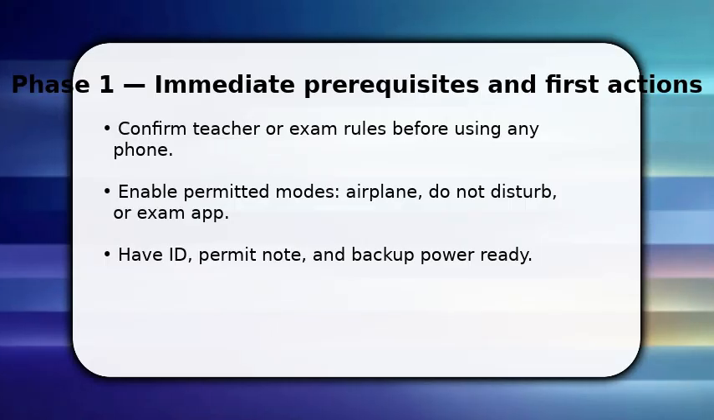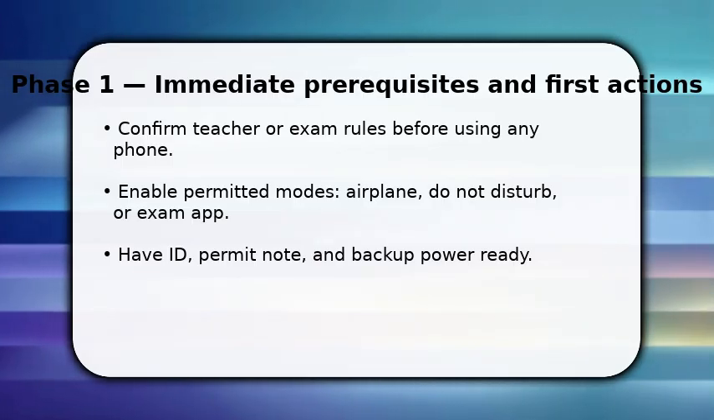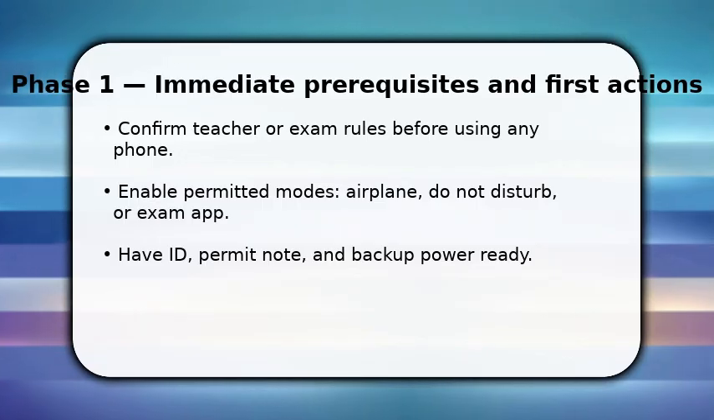You must check authorization first. Ask the proctor or read the exam instructions so you don't risk disqualification. Once allowed, set your phone to the specific mode required: airplane for no signals, do not disturb for silencing, or the approved exam app if indicated. Keep your ID and any written permission visible, and plug in or bring a charged battery pack. This ensures compliance and reduces distractions, so you can focus on the test content without surprise.